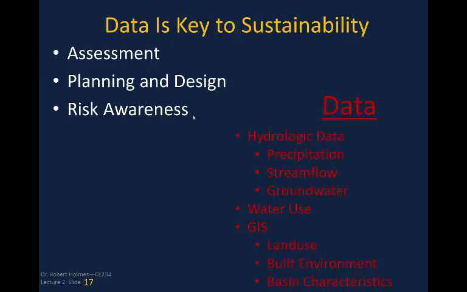Of course, we have the hydrologic data, which would be precipitation, and then we have streamflow, where we know the stage and the discharge, and we're going to talk more about that later on in the semester. But we need to know the flow rates at particular locations on the stream. And then we have to have information about the groundwater. What are the levels and how fast is the groundwater moving? Where is it moving to?